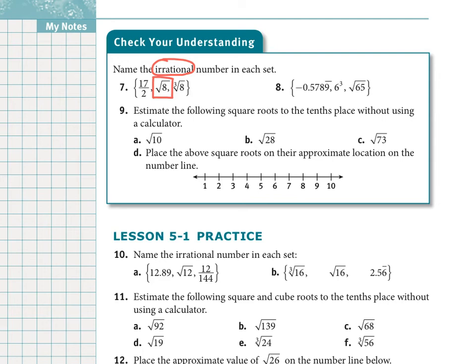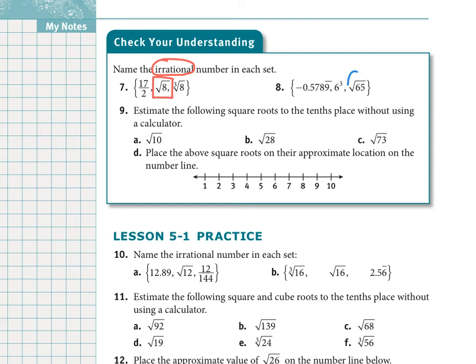Okay, number 8. We have some crazy long decimal, but it has a repeating 9 at the end. We have 6 to the third power, and we have the square root of 65. All right, so let's talk about these. The negative 0.5789999, since it's repeating, a repeating decimal is rational because it could be written as a fraction. 6 to the third is just some number. 6 times 6 times 6, that's some normal whole number.